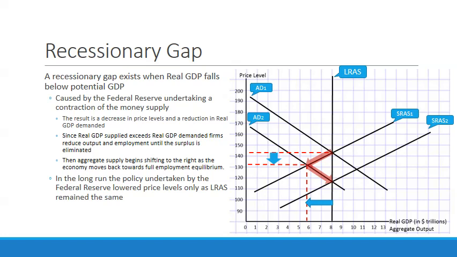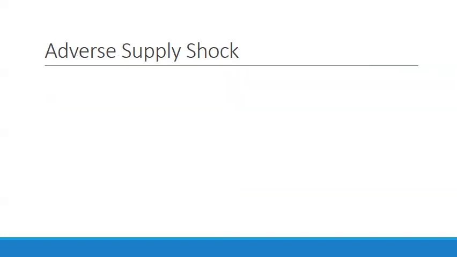In the long run, the policy undertaken by the Federal Reserve lowered price levels only, as the long run aggregate supply remained the same. And that's what you'll notice every time. Long run aggregate supply remains the same because we're looking at a short run issue. This is in that business cycle when real GDP falls below potential. One of the reasons why could be a shift in aggregate demand. And you see what happens within the economy when that occurs. Employers will lay off workers until that surplus has been eliminated, and then things will begin to shift back towards full employment equilibrium. Okay, so let's look at adverse supply shock.